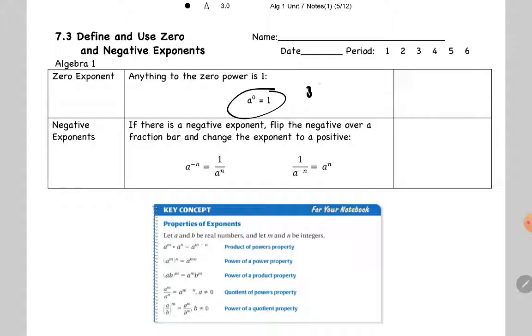Let's take a look here. Why does this work like that? So let's look at powers of 3. We have 3 to the first.